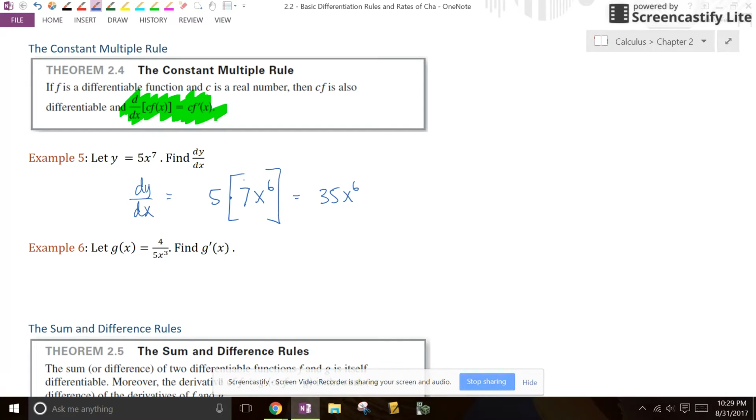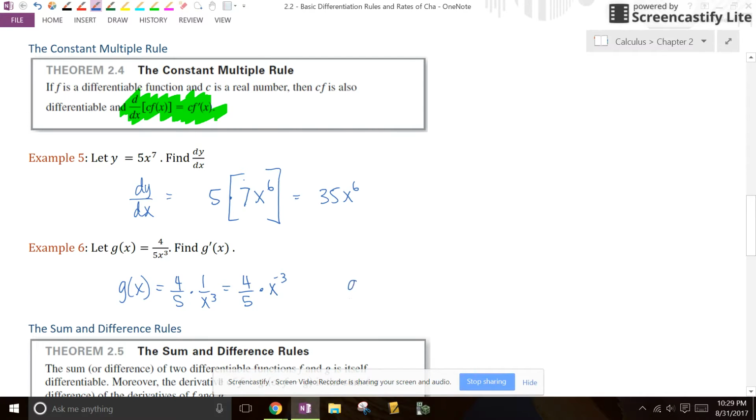So same thing here. I could make this 4/5, right? I'm trying to find g prime. I should probably label it. G of x, I would say, is 4/5 times 1 over x cubed, which is equal to 4/5 times x to the -3. Now, you probably could have done most of that in your head, but I wanted to show you at least the steps.